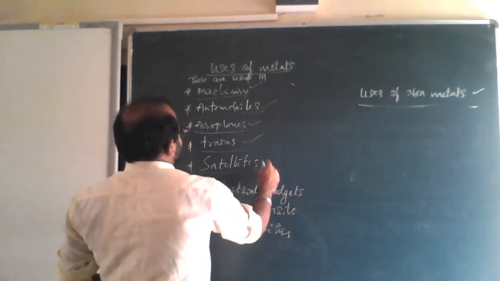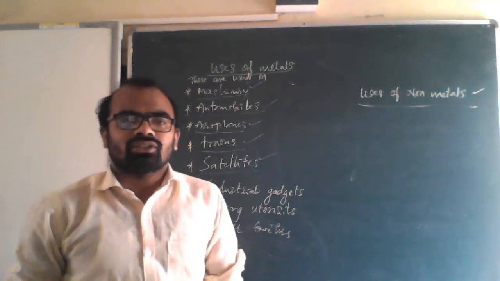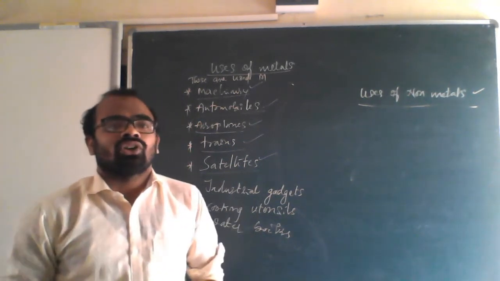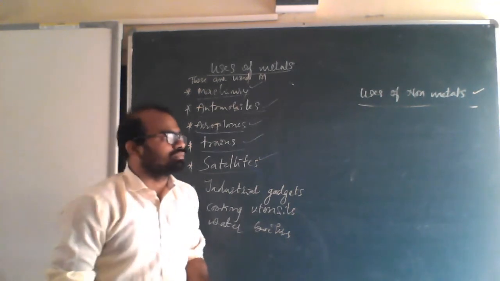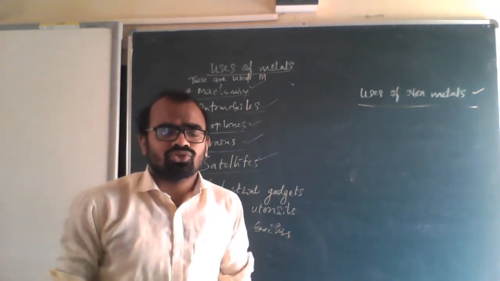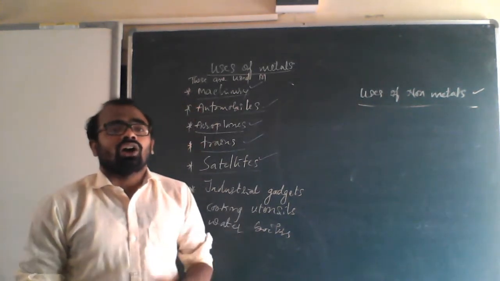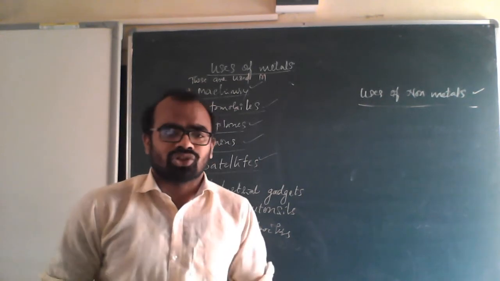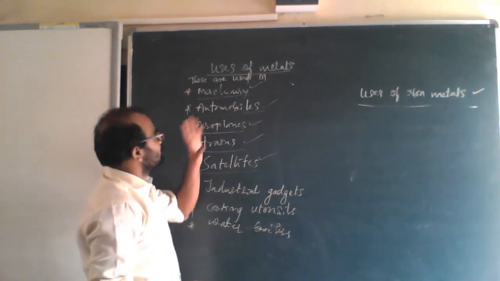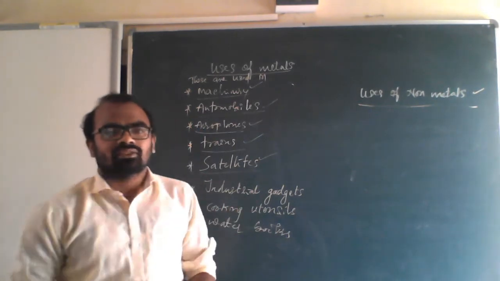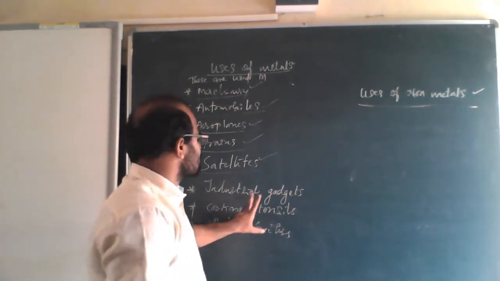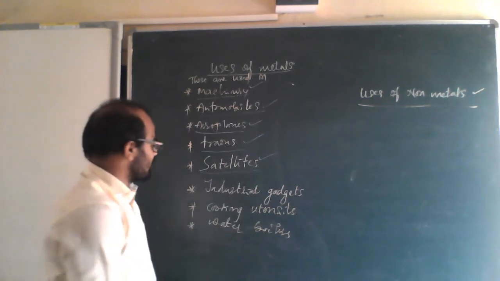Satellites. What is the work of satellites? Satellites give us information about where they have been sent, whether it is a planet, the moon, or the earth. So geostationary satellites we can say. About that they give us the information. There also we are using metals, and in industrial gadgets. Metals are also used in industrial gadgets. You should remember this.